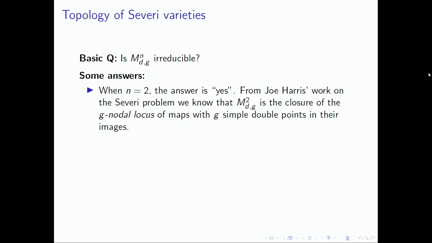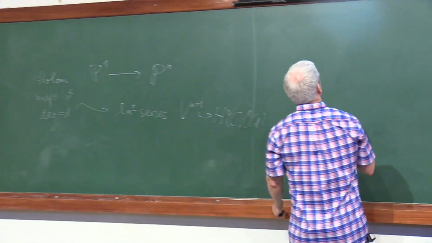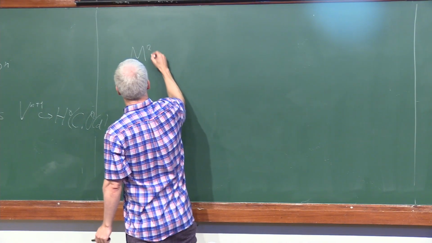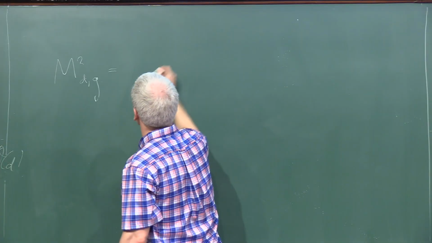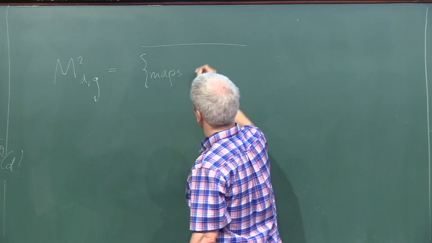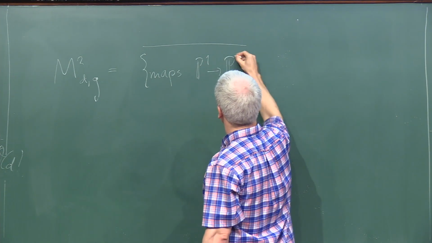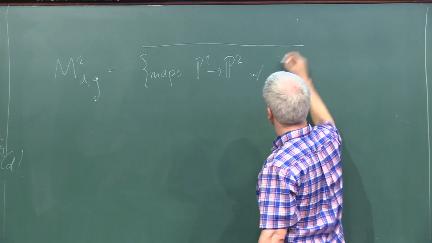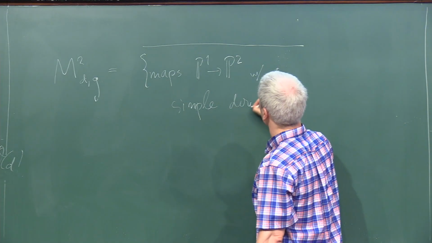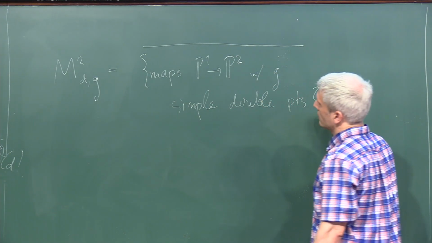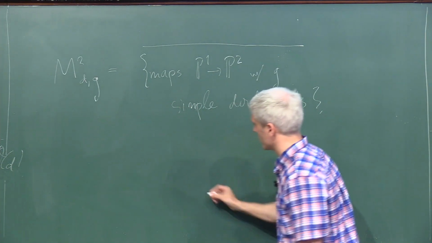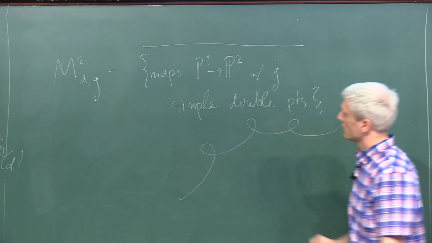In the case of M_{2,d,g}, this is equal to the closure of maps from P1 to P2 with G simple double points in their images. In other words, I allow my images to look like this, and there are G of these.